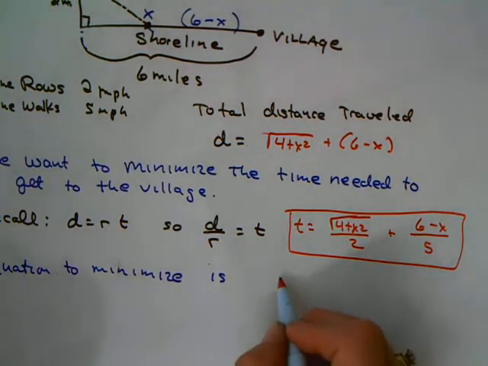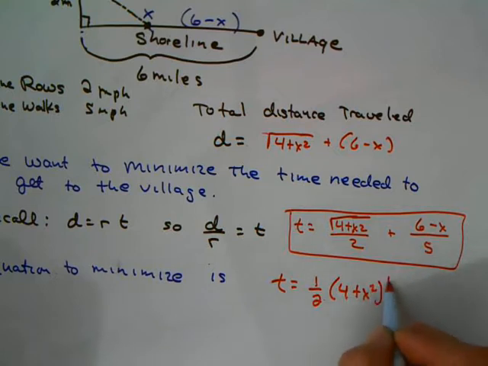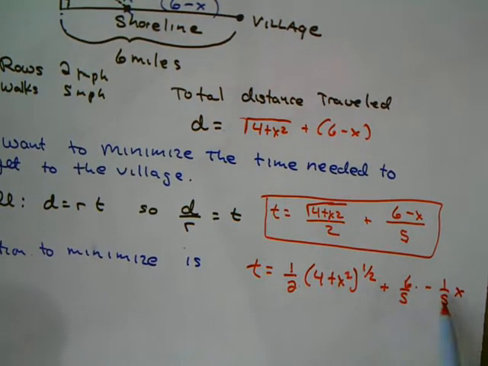Now to simplify that, before you start taking derivatives, I would definitely consider calling this 1/2 times (4 plus x squared) to the 1/2 power, plus 6/5 minus 1/5 x. If you just have one denominator, that's like 6/5 minus x/5, right? So we could do that. Then that's going to work out really nice to take the derivative of. You just have a nice little chain rule deal here. This is going to be 0, and that derivative is going to be easy enough to take.